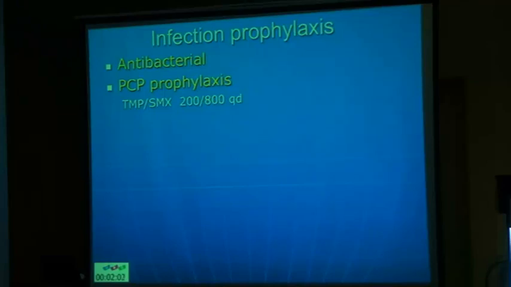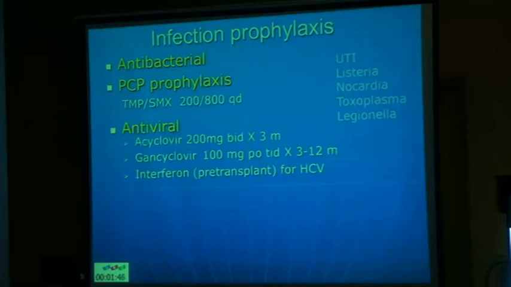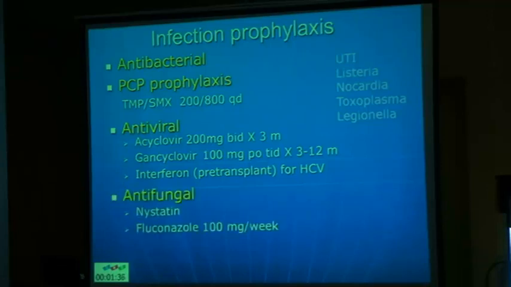For infection prophylaxis, you give antibacterials. You give prophylaxis for pneumocystis pneumonia using sulfamethoxazole, which is also going to help against urinary tract infections, listeria, nocardia, toxoplasma, and legionella. You use antiviral treatment such as acyclovir, and you give interferon pre-transplant for hepatitis C virus, but of course we can treat it now post-transplant. For antifungal, like we mentioned, we can give nystatin and fluconazole 100 milligrams every week.